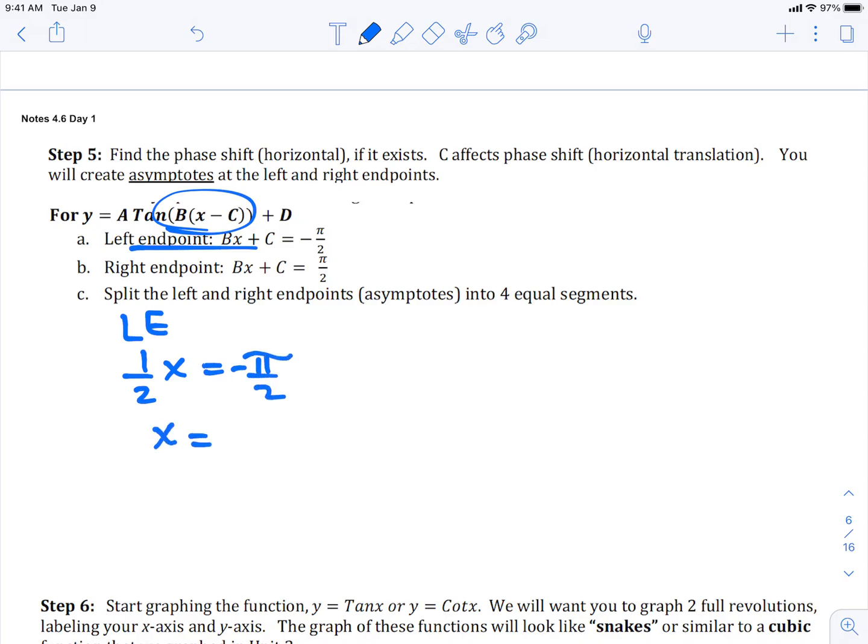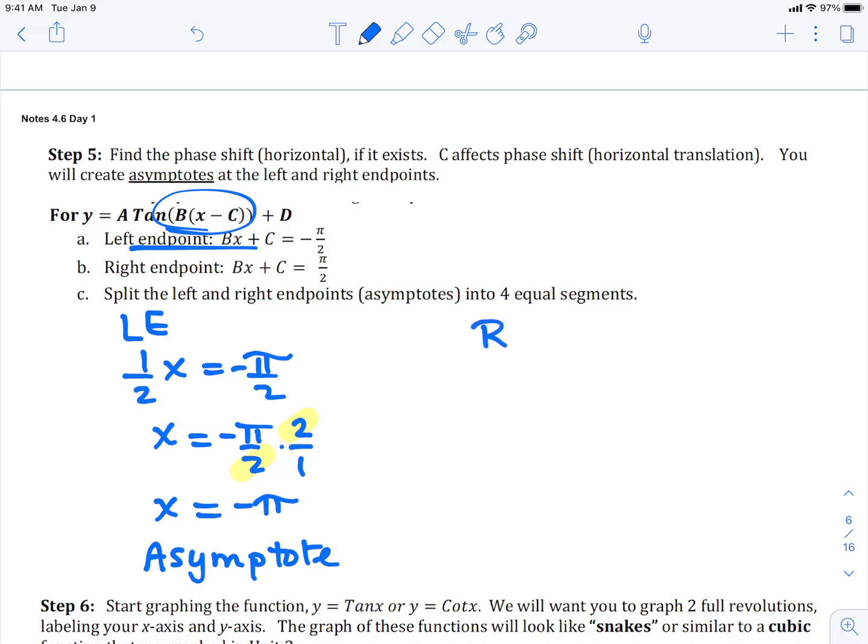So we're going to multiply both sides by 2/1 to get rid of that 1/2 on the left. Now we multiply across, and we can cancel the common factor of 2. So we're left with negative pi over 1. So our first asymptote is going to start at negative pi.